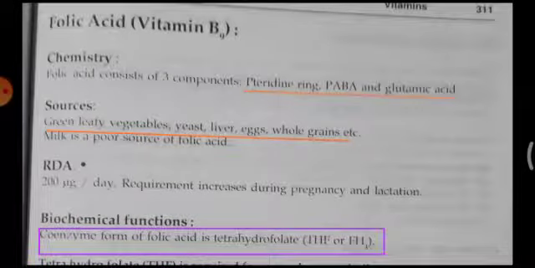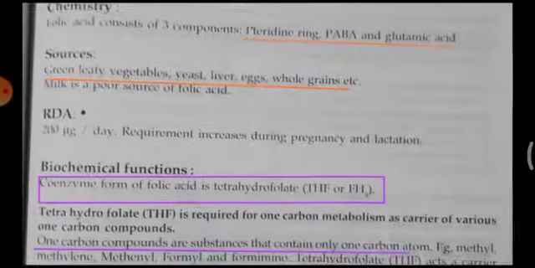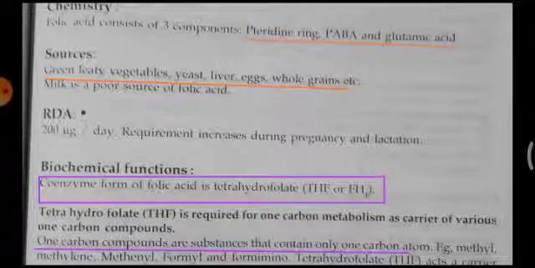Next is folic acid. Folic acid, folium means leaf. Leaves contain folic acid in large quantity. Hence, you can see the sources are green leafy vegetables, yeast, liver, egg, and whole grains. Various types of green leafy vegetables contain folic acid. Milk is a poor source of folic acid. Folic acid requirement is 200 micrograms per day. Requirement increases during pregnancy and lactation.